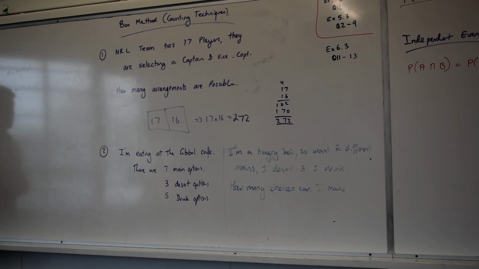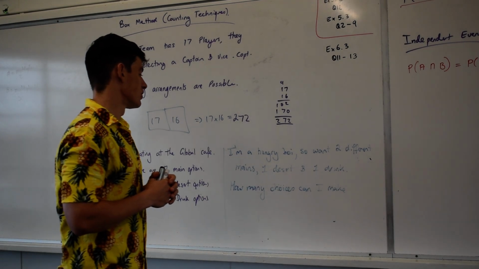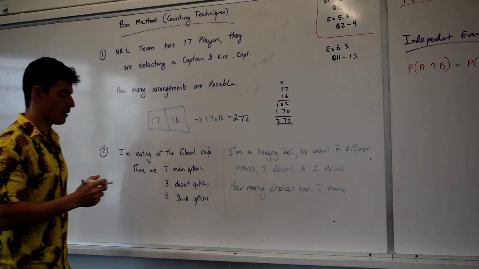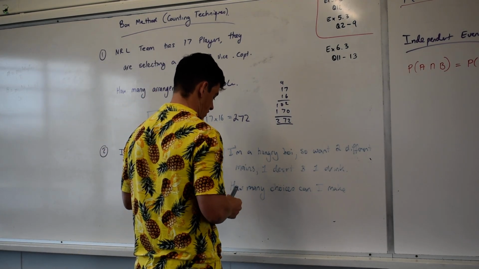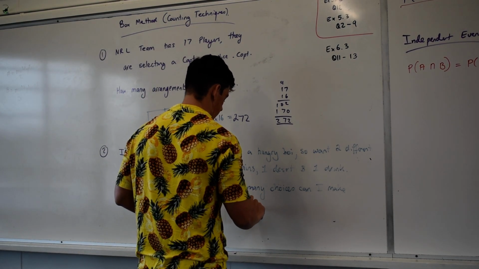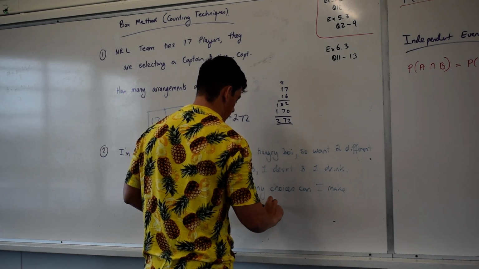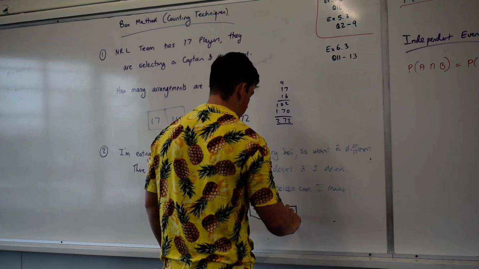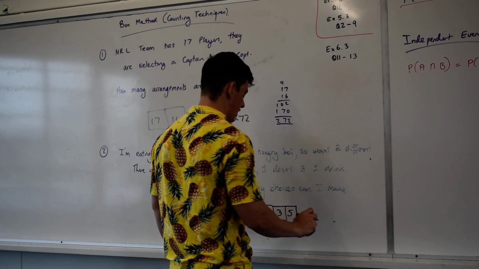I'm eating at the Global Cafe. There are 7 mains, 3 desserts and 5 drinks. I'm a hungry boy, so I want 2 different mains, 1 dessert and 1 drink. So for my first main, how many options do I have? How many options do I have for my second main? Thank you. How many dessert options do I have? And how many drink options do I have? Multiply all those numbers together and see what you get.